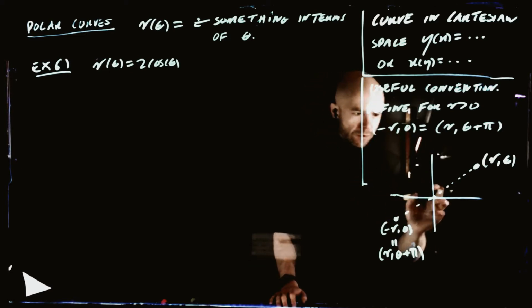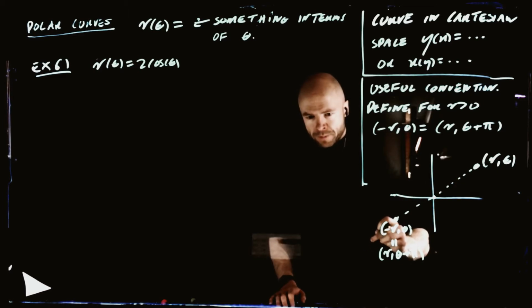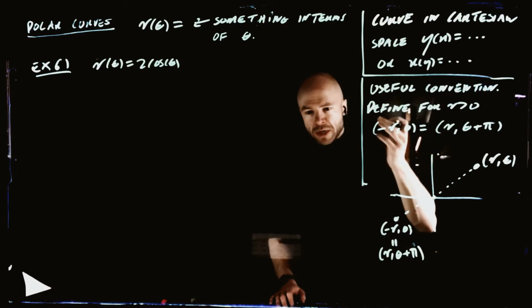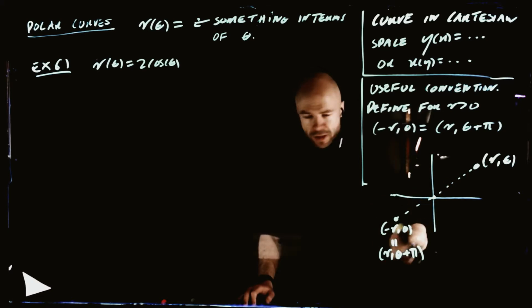Right? And it sort of makes sense because if positive r is going this way, then negative r should be going the opposite way. And it's just a convention. We have the right to define this. We haven't defined what it means to have negative r theta yet, so we have the right to define it this way. And that's what we choose to do.